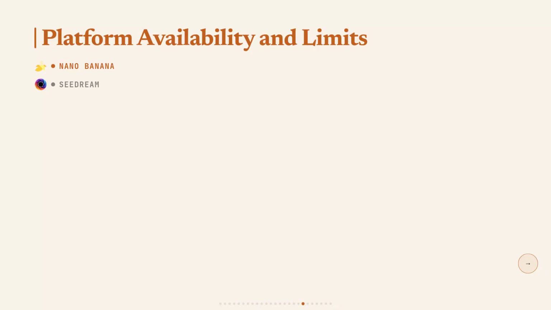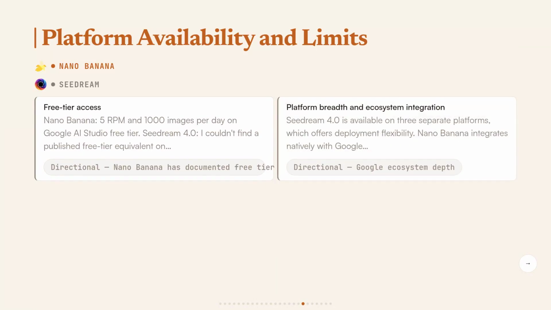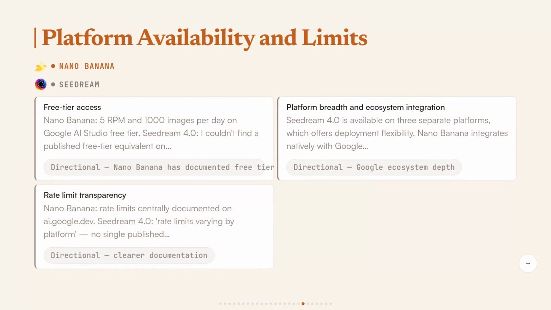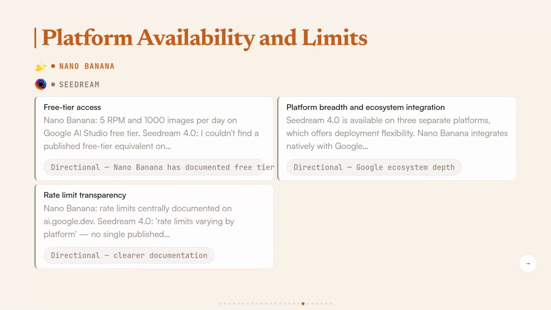Nano Banana lives natively on Google AI Studio and the Gemini API, with rate limits centrally documented right on ai.google.dev. 5 RPM free and paid limits clearly stated. Seedream 4.0 runs across FAL.ai, Replicate, and Byte Plus, and the rate limits vary by platform, with no single published source covering all 3. For Google Stack teams, Nano Banana's native integration is a genuine structural advantage.